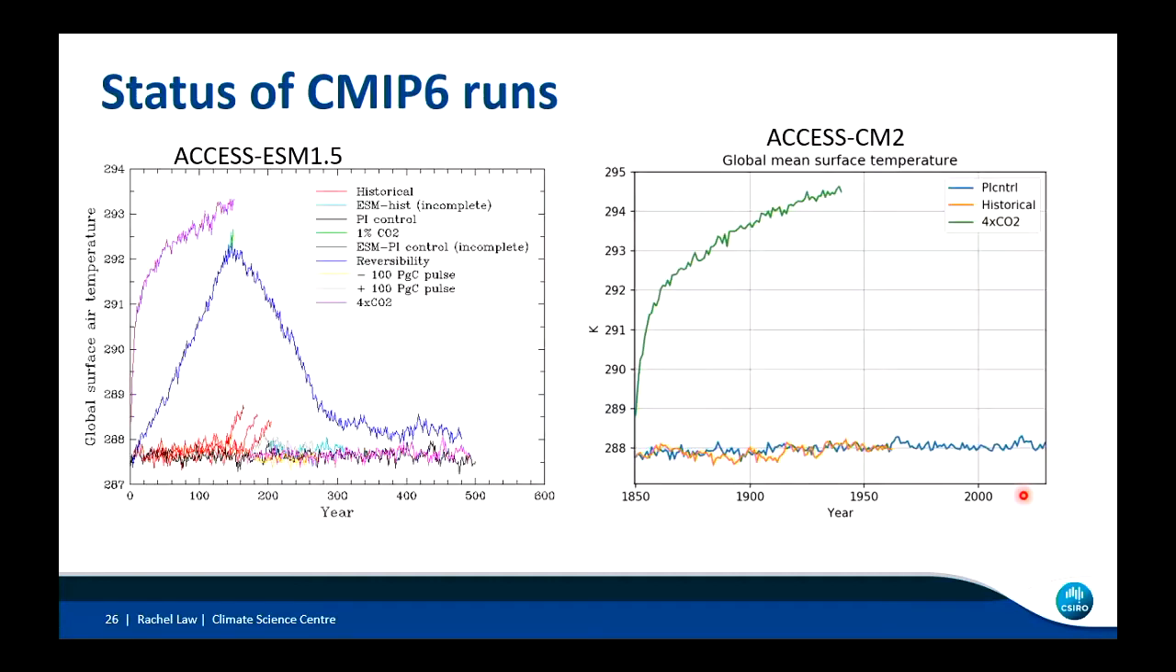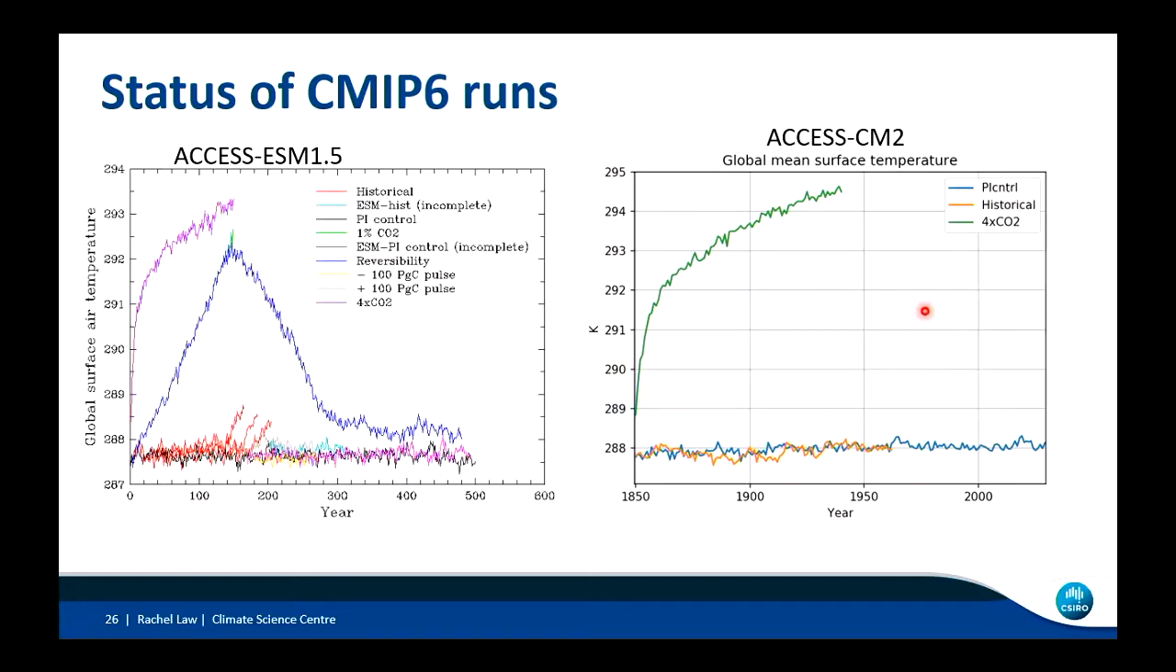So what's the status of our CMIP6 runs? We're a bit further ahead with ESM 1.5 than we are with CM2. This is just a summary of the temperature change: the 4 times CO2, this reversibility experiment, the 1% CO2, PI controls, some historical runs, and some other CDR MIP runs here. Our historical runs, it's looking like we probably had a bug in the land use change module.